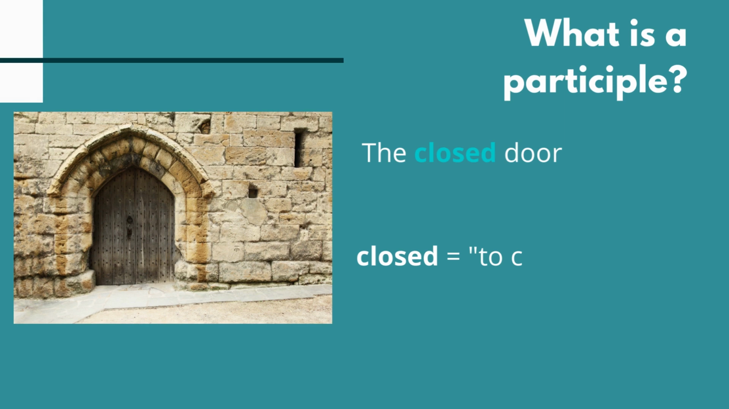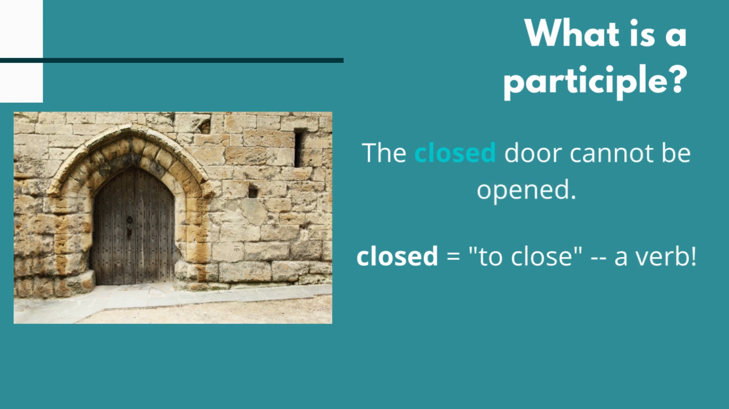If you were to say in English, the closed door cannot be opened, right? Imagine a door that's closed. What's happening here? The door is being described as closed, right? It's a closed door. The problem is closed comes from a verb, to close. So what you're seeing here is a verb, to close, being used as an adjective. This is what we're talking about with a participle, a verbal adjective, right? That verb, to close, is being used to describe the door, which is a noun. That's really what we're getting at here.